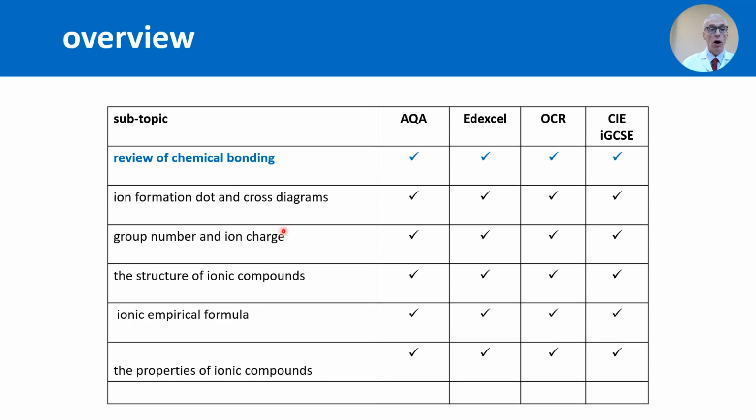Here is an overview of the lesson: a review of chemical bonding, ion formation, group number and ion charge, the structure of ionic compounds, ionic empirical formulae, and the properties of ionic compounds. If you are a UK GCSE candidate, then you can check against the AQA, EdExcel and OCR specifications, and you'll see that each require these subtopics, as indeed do the IGCSE specifications as well.